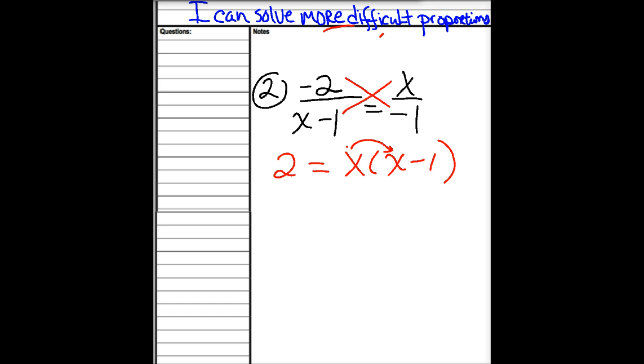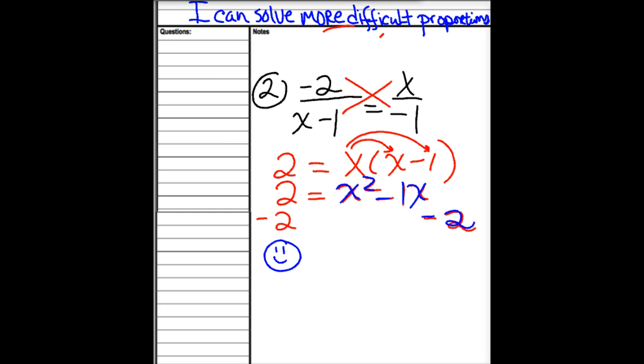Distributive property. X times x is x squared. X times negative 1 is minus 1x, or just minus x. I need to get one side equal to 0. In this case, it's easiest to move this 2 over, so I'm going to subtract 2. It doesn't have a like term, because this is x squared, this is an x, and 2 is just alone. So none of that goes together on the right-hand side, but on the left I have that nice happy 0 that I'd like to get. So 0 equals x squared minus 1x minus 2.